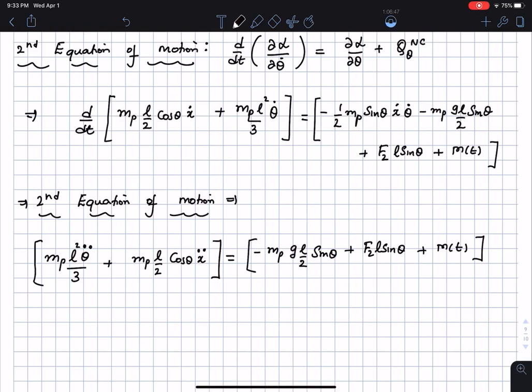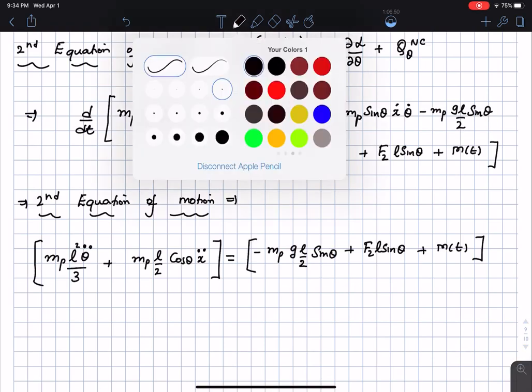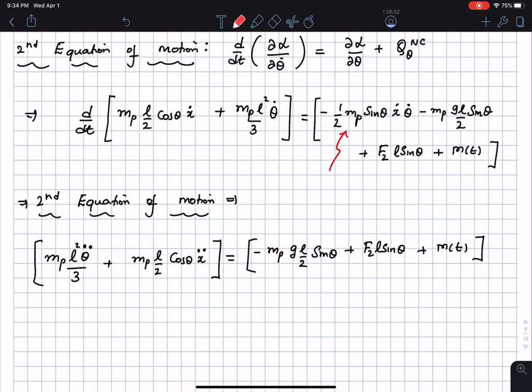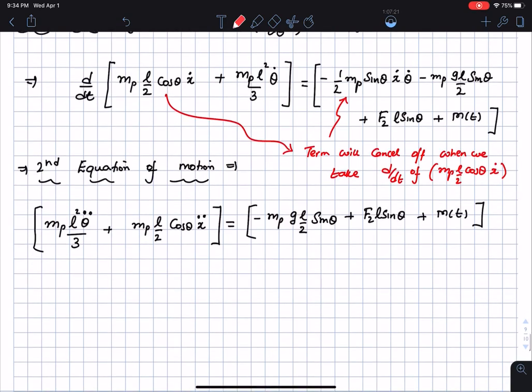And as I mentioned, the term here will cancel off. I just want to make a note. This term will cancel off when we take d by dt of m_p L by 2 cos theta x dot. That is from here. All right, so these are the two equations of motion.